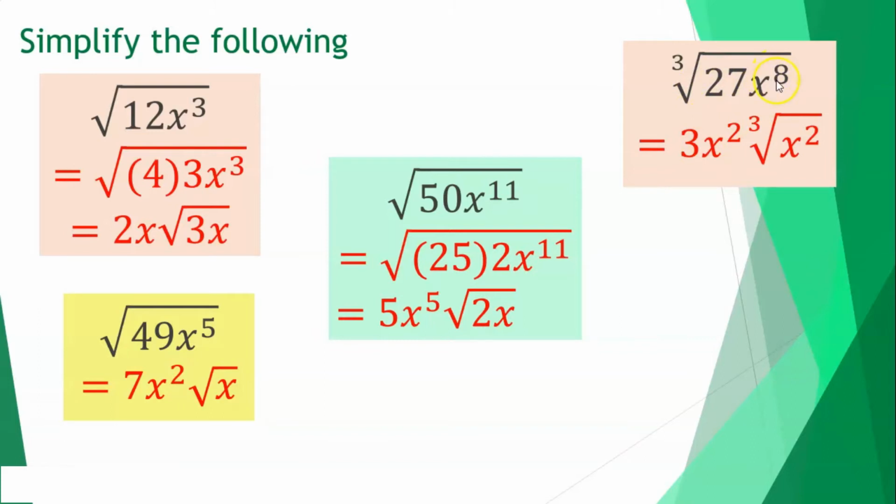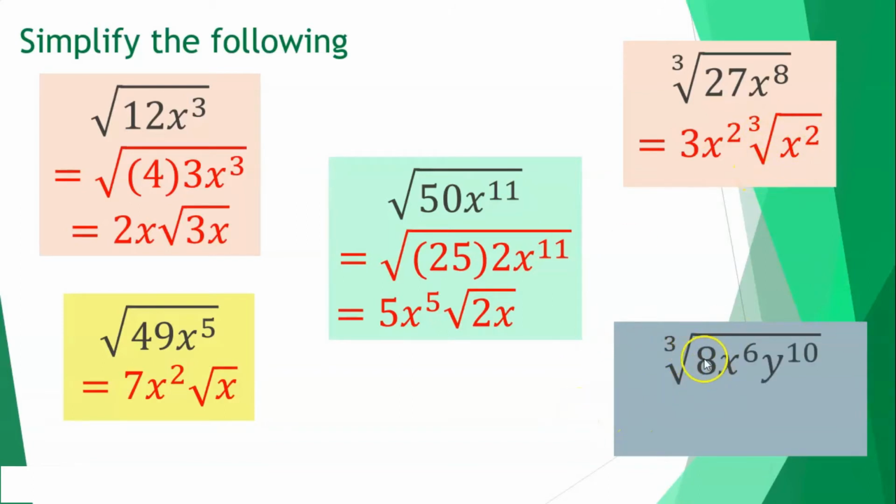And this one, 8 divided by 3, you will get 2, remainder 2. So take note how it's written. And last, we have here the cube root of 8x to the power of 6, y to the power of 10. Take note, 8 is a perfect cube, and the cube root of 8 is 2. 6 divided by 3, you will get 2. And 10 divided by 3, you will get 3, remainder 1. So take note how it is written.